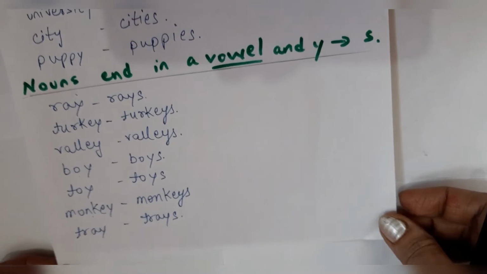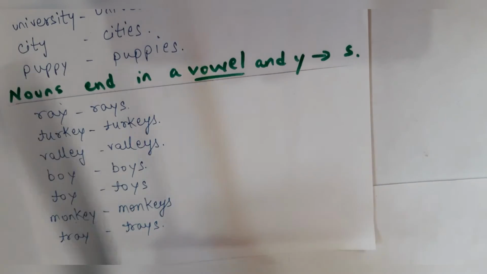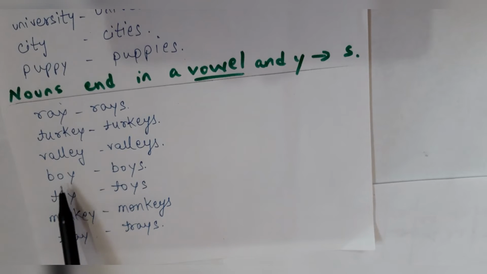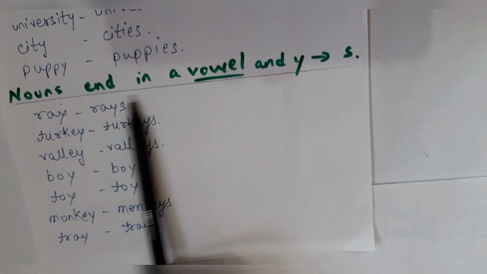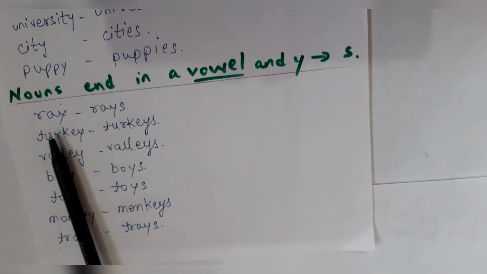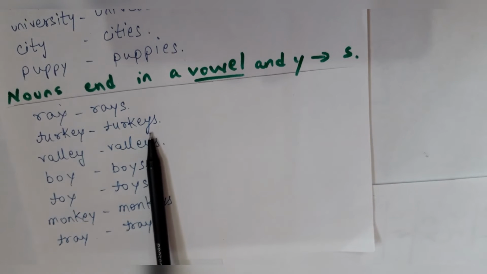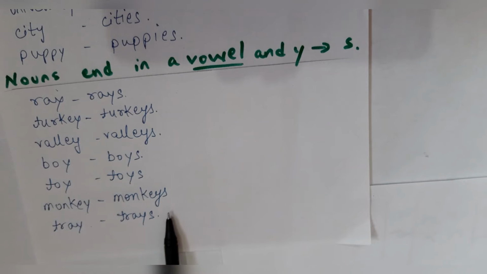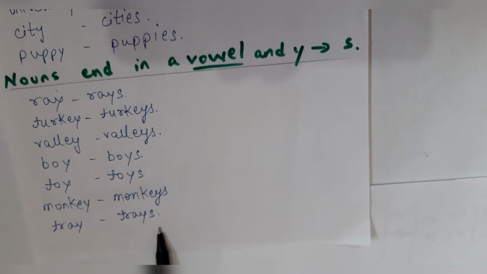Now, some nouns end with Y with a vowel before the Y. Earlier we had consonants before Y. Here, before Y, there is A. Here, E. Here, O. These are vowels. So our five vowels, A, E, I, O, U, can come before this Y. What do we do? We simply add S. No IES. Ray, rays. Turkey, turkeys. Valley, valleys. Boy, boys. Toy, toys. Monkey, monkeys. Tray, trays. This way, we add S to the words ending with Y when there is a vowel before Y.